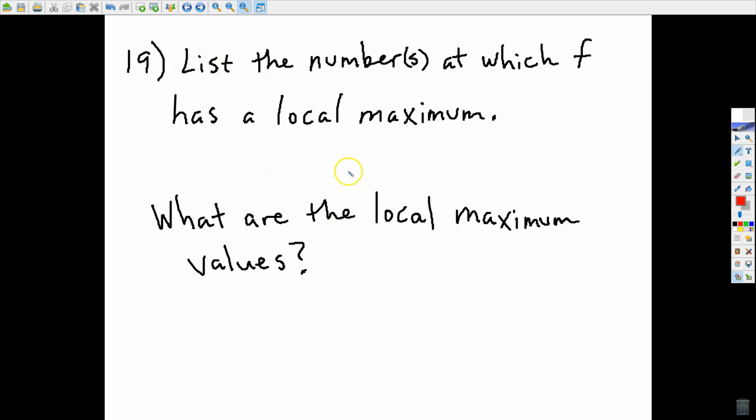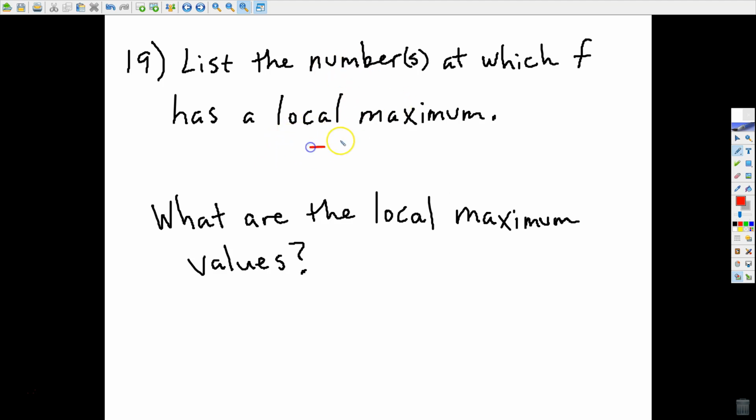Okay, so moving right along, this is number 19. List the numbers at which f has a local maximum. What are the x coordinates of our local maximums? Well, there's 2 of them, 2 turning points that represent local maximums. There's one at -2, 6.